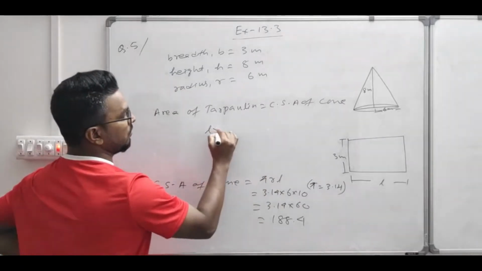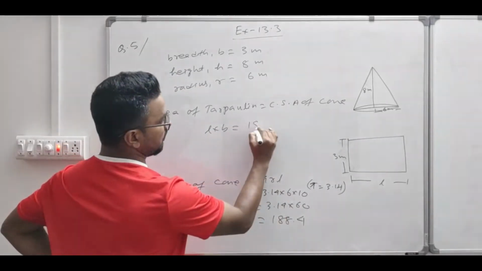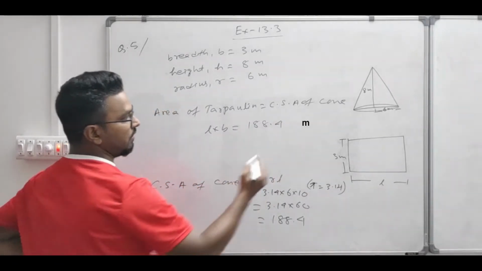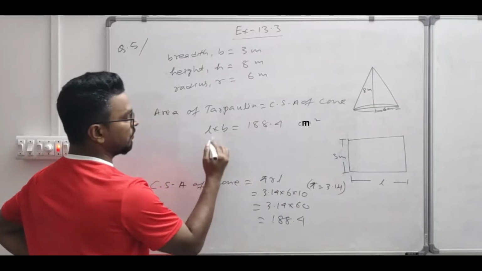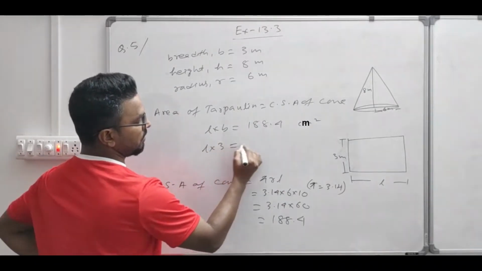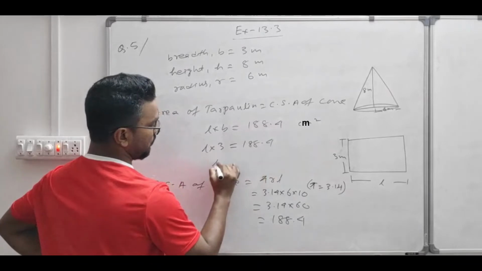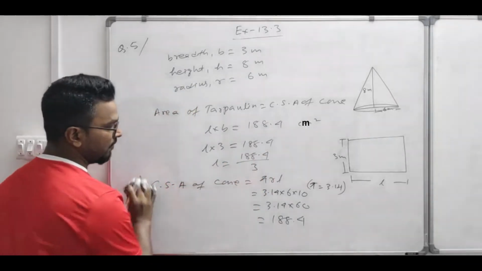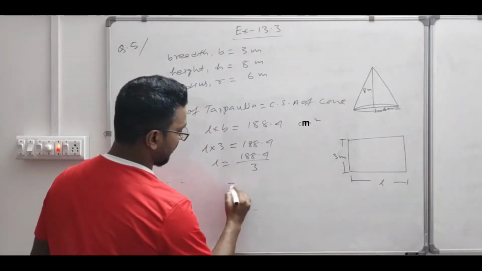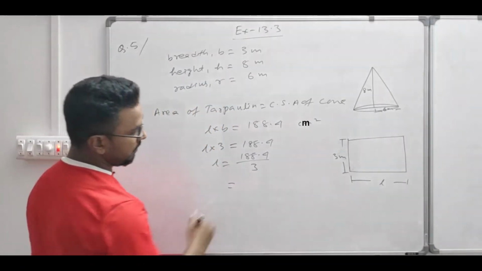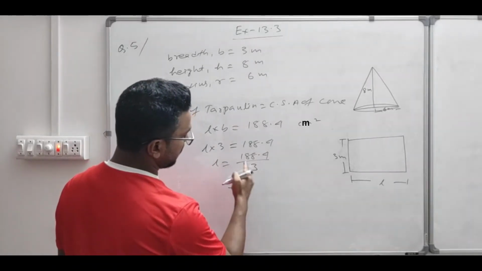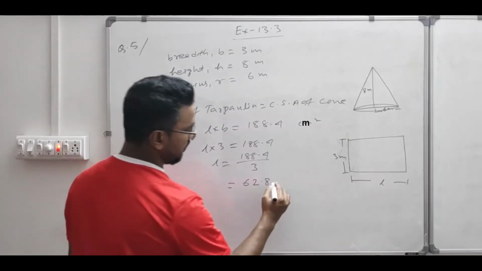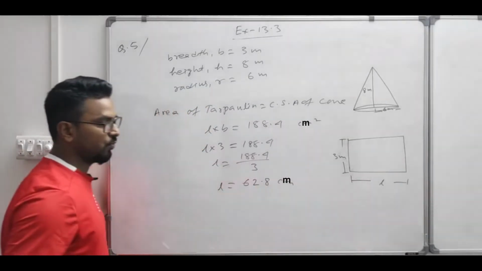So tarpaulin is length into breadth and the curved surface area is 188.4 centimeter square. Okay, centimeter square. So length we don't know, breadth is 3 is equals to 188.4. So L equals to 188.4 divided by 3. So what will we get? If you divide, this will become 62.8 centimeter. The length is 62.8 centimeter.